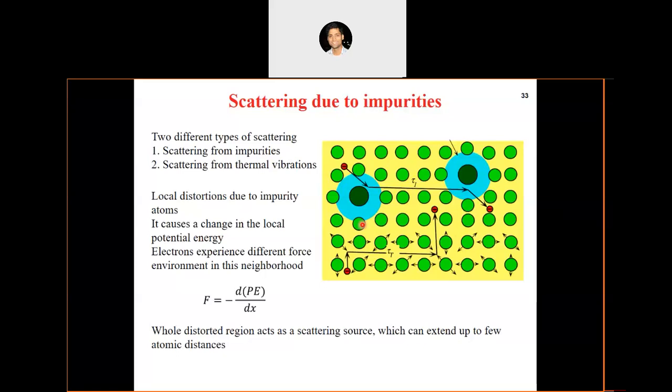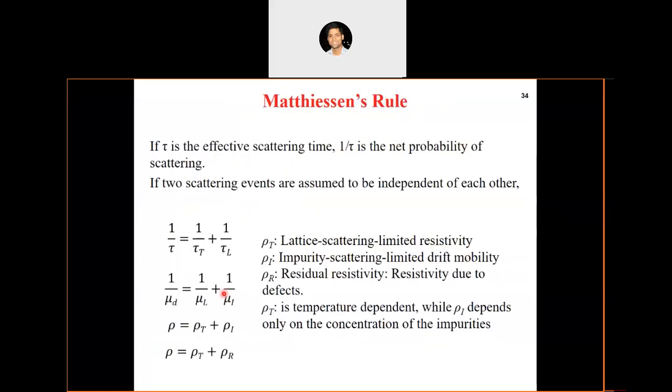Okay. So once we have defined 1 upon tau as the net probability, we have two scattering events: one because of the lattice vibrations, which is thermally dependent, and one because of these impurities, which is dependent on the concentration of the impurities. The more the concentration of the impurities, the more the scattering. So these two are completely independent. Atomic vibrations do not depend on the concentration of the impurities.